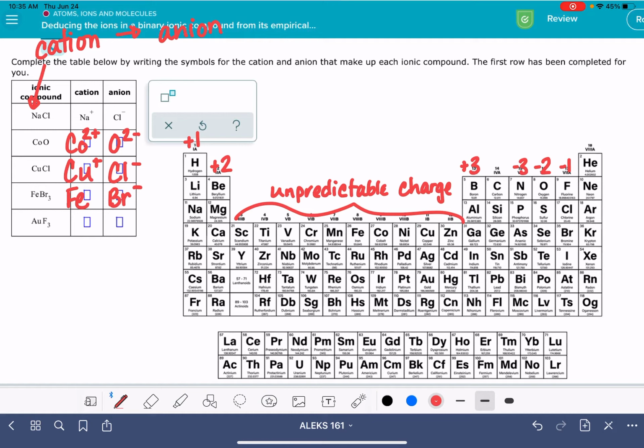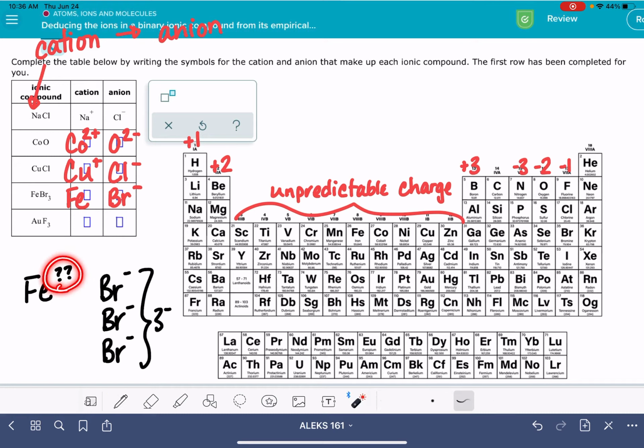Now we're going to have to be kind of careful when we're figuring this out. What is the charge on the iron? We have Fe, we don't know what its charge is. We have Br-. Remember that we have 3 of them. So all together they have a 3- charge when you add them all up. And that means that our iron needs to have a 3+ charge to balance them up.